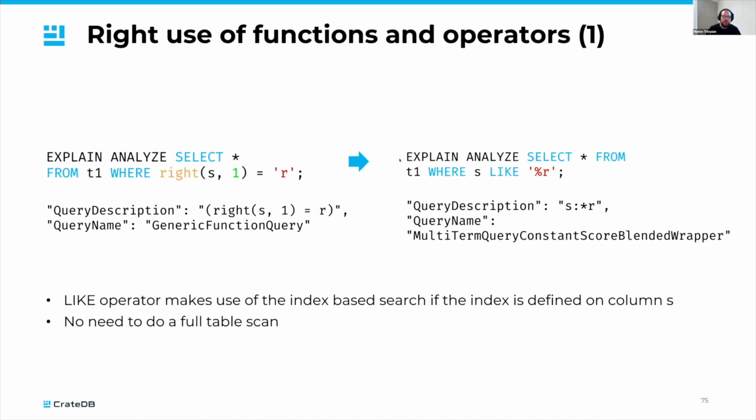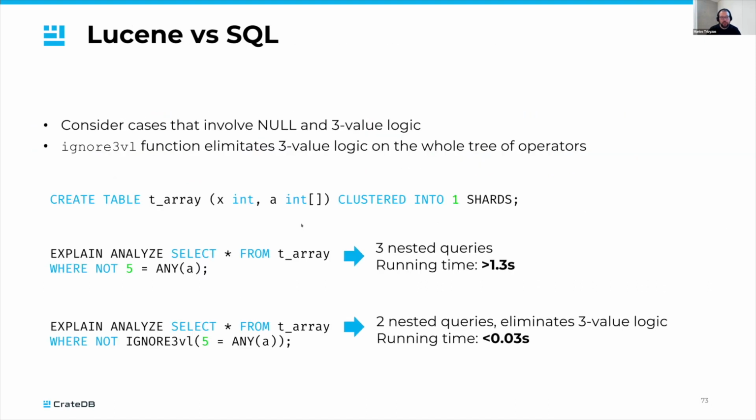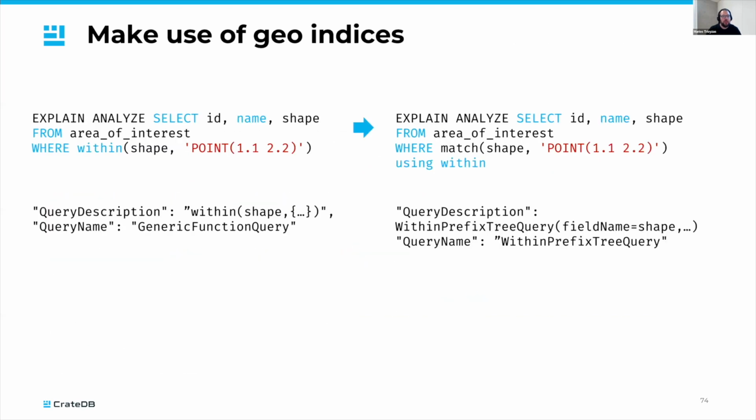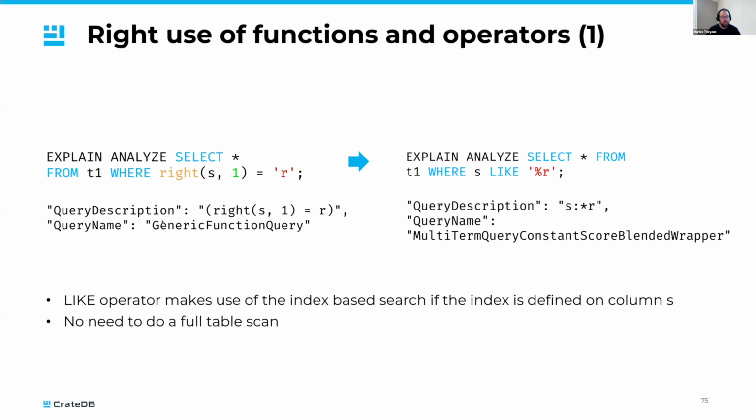So we talked already a bit about this write operator that you can filter on a string. You can see if you use the explain analyze that this is again a generic function query, so it's a full table scan and then a built-in function that is applied on top. But if you use the like operator with the wildcard here to just match the last character of the string, this is again translated to a Lucene query which uses the indices.